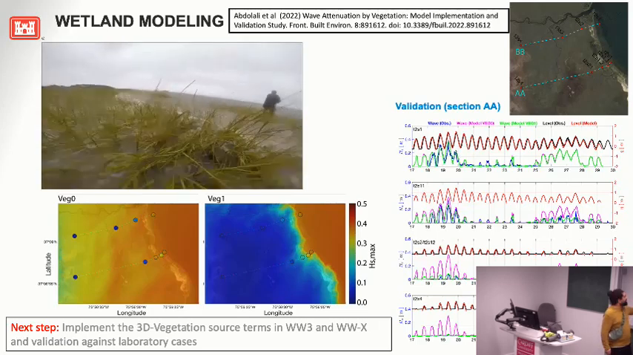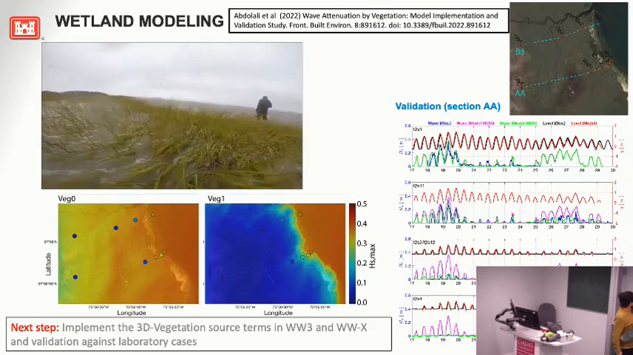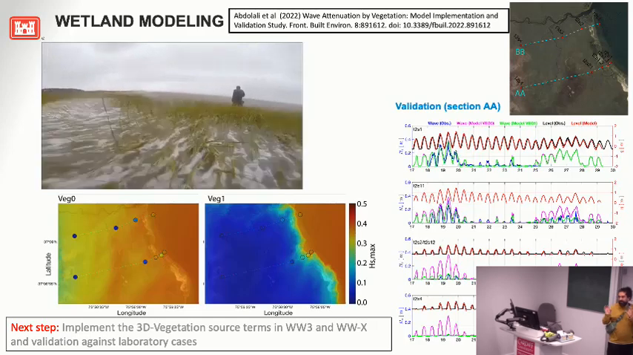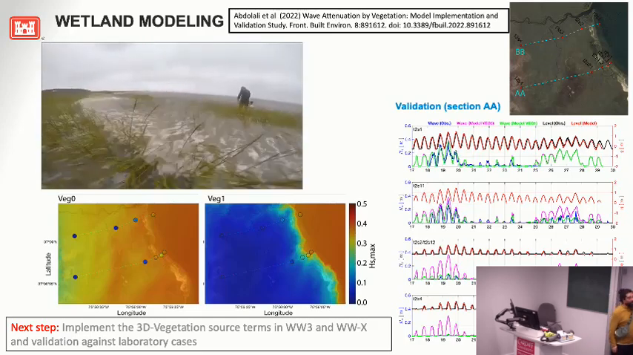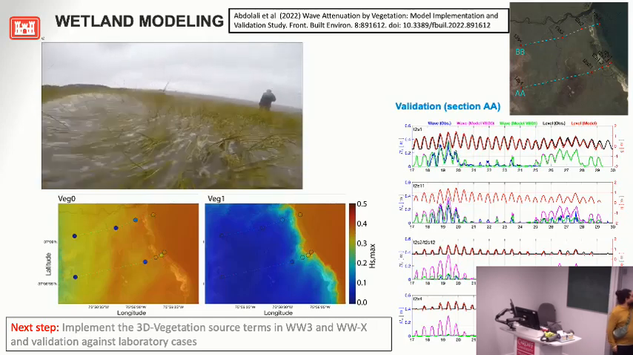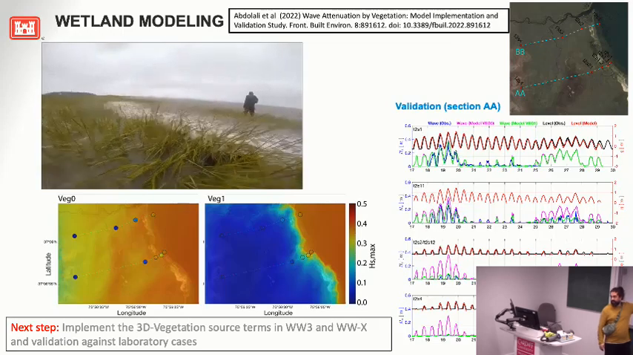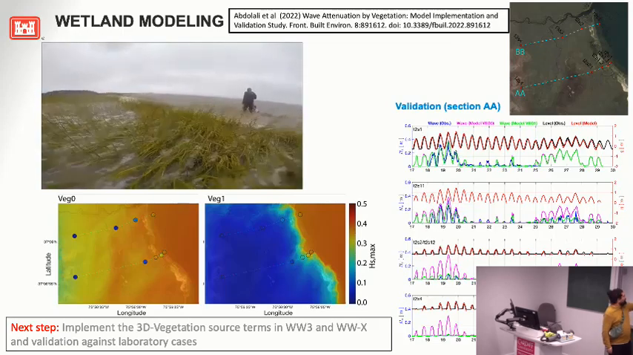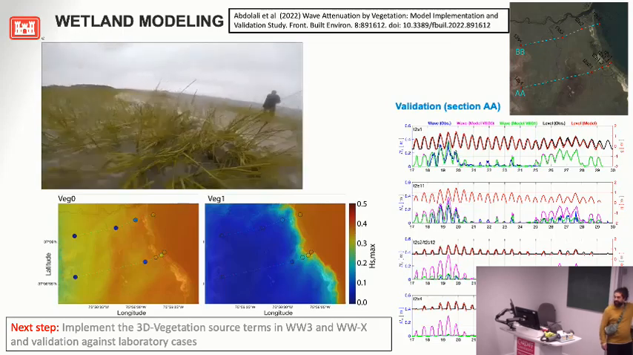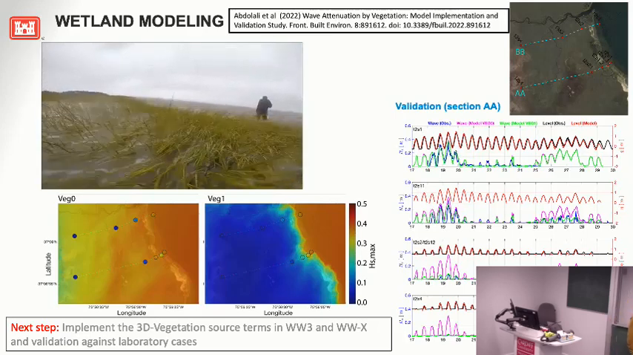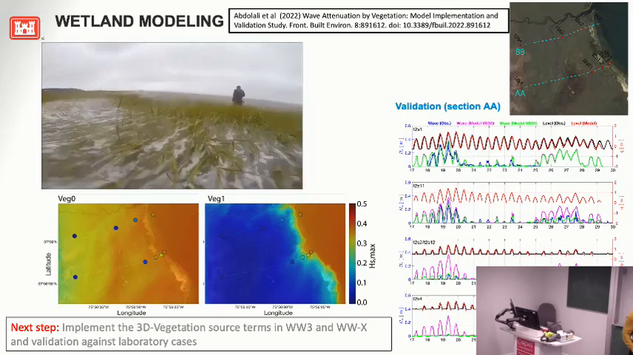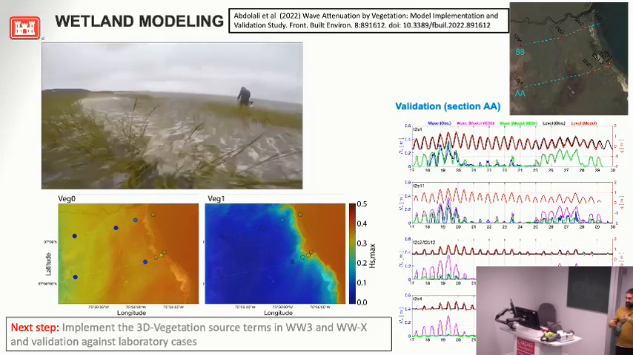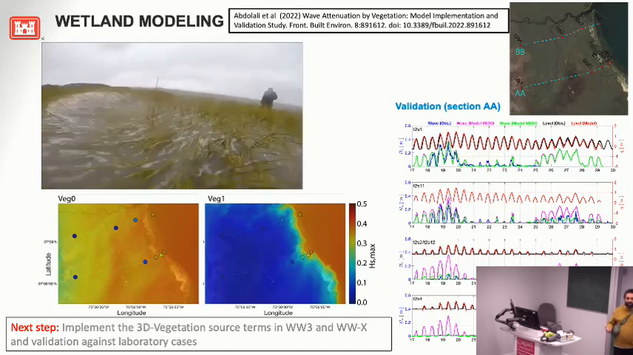So this is the comparison between the model outputs, and these points are the observations, the significant wave height, without vegetation, wave vegetation interaction, which you can see there is a big bias between the observations and the model, and this is the one with vegetation. So you can see the colors are more or less identical. So it means the model could capture the wave vegetation interaction.